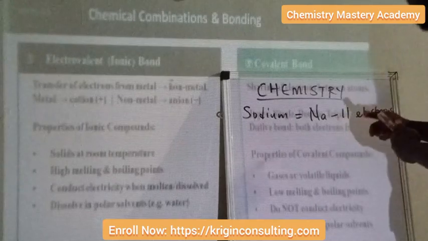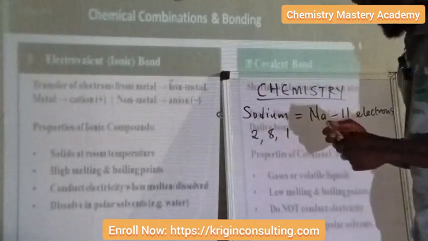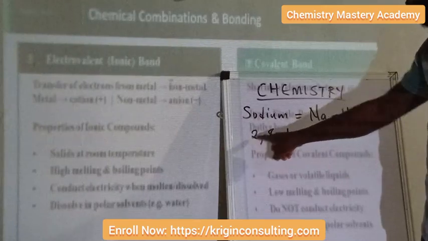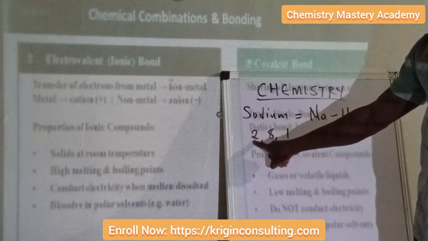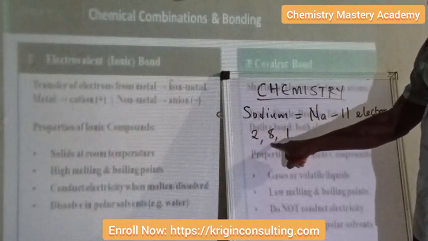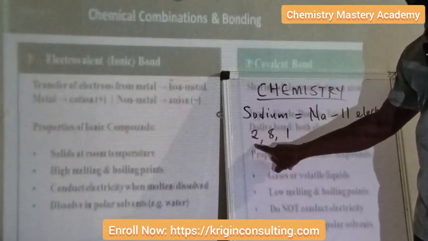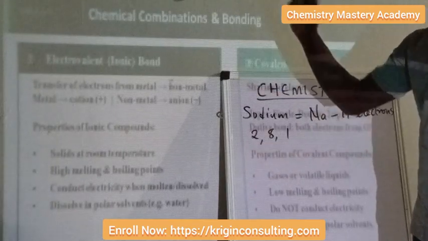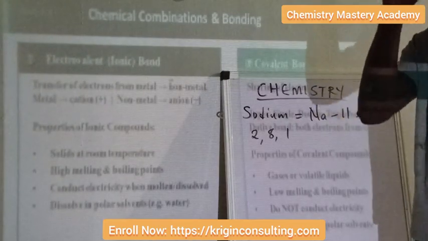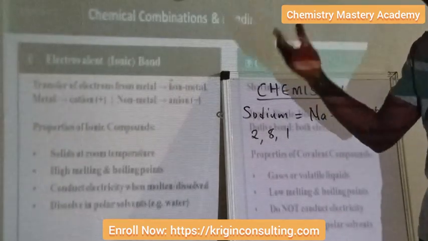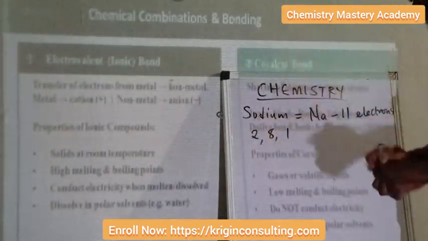If it is 11 electrons, that means it is 2, 8, 1. This is the first shell, this is the second shell, this is the third shell. You notice that the first shell has 2 electrons. The second shell has 8. Why is it like that? It's like that because the first shell of any element, the highest number of electrons it can carry is 2. So once that first shell has the maximum of 2 electrons, any other electron that is remaining will go to the next shell. So let's draw the shells.